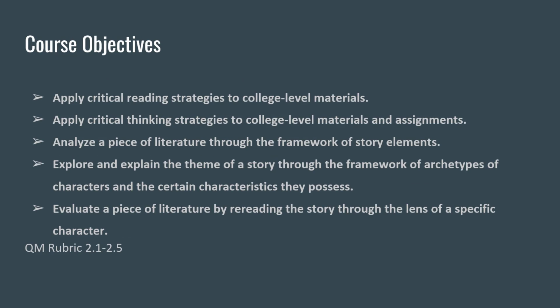The course objectives. Students will be able to apply critical reading strategies to college-level materials, apply critical thinking strategies to college-level materials and assignments, analyze a piece of literature through the framework of story elements, explore and explain the theme of a story through the framework of archetypes of characters and the certain characteristics they possess. Evaluate a piece of literature by rereading the story through the lens of a specific character. This aligns with the Quality Matters Rubric, Section 2.